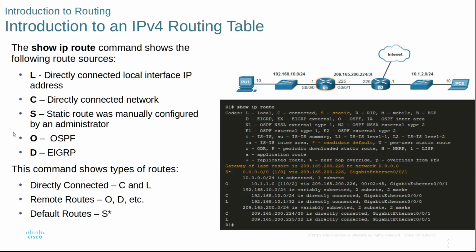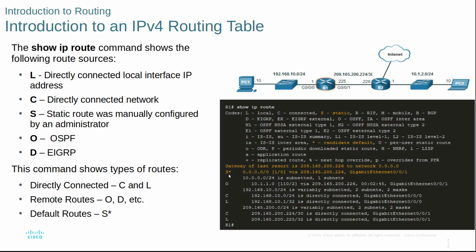Those learned through OSPF, which stands for Open Shortest Path First, a dynamic routing protocol, and a very popular one, show up as an O. So we see we have one learned through OSPF here and one static route, and I'll talk about the asterisk in a second.